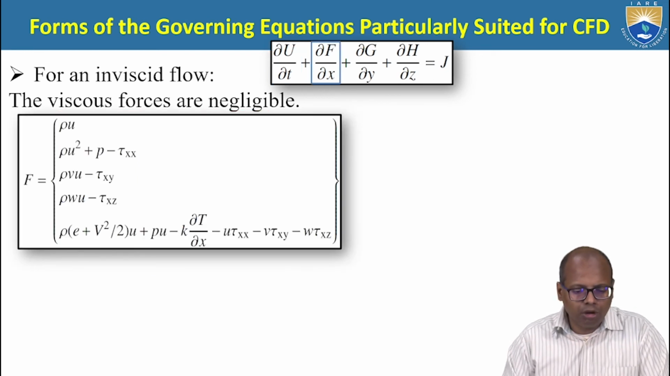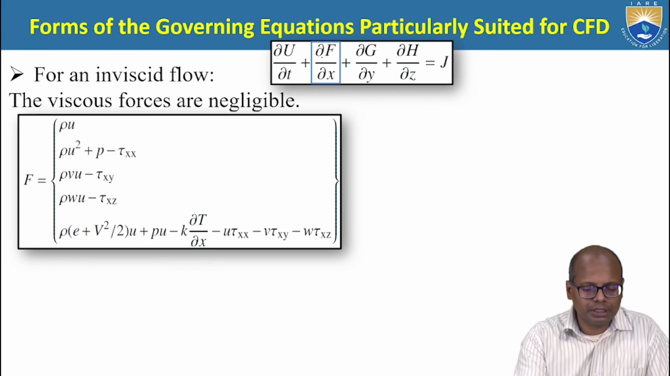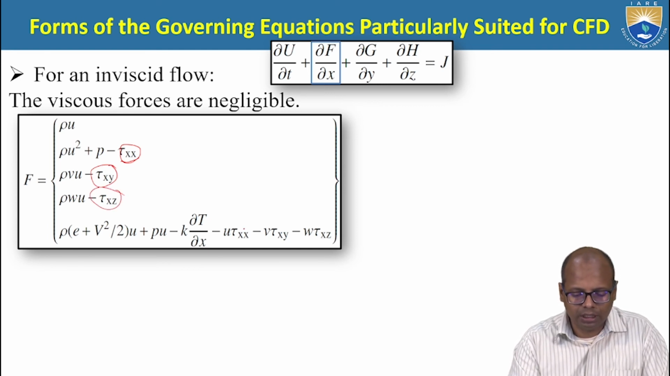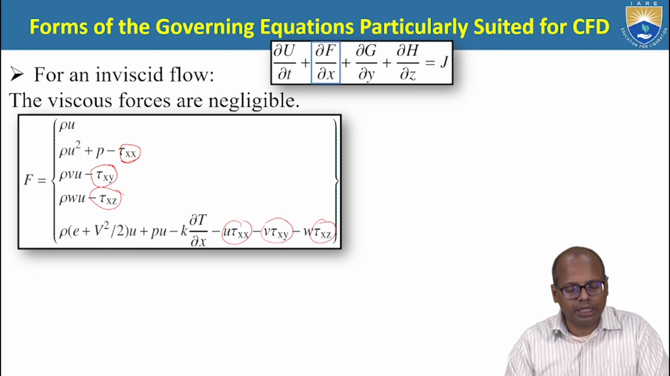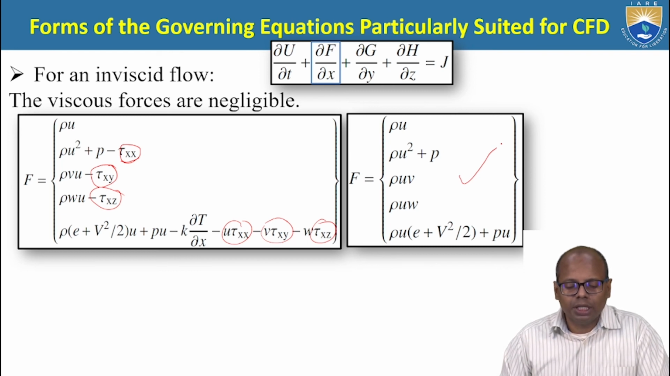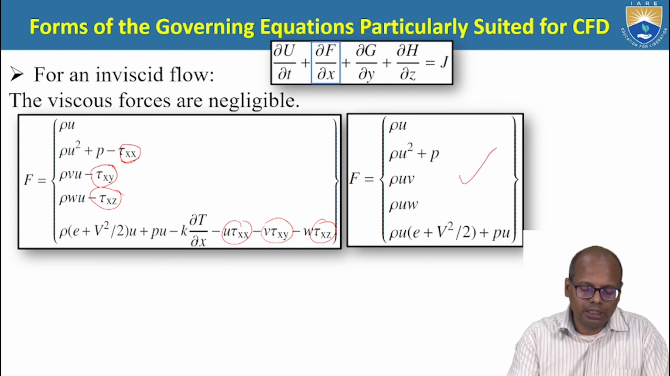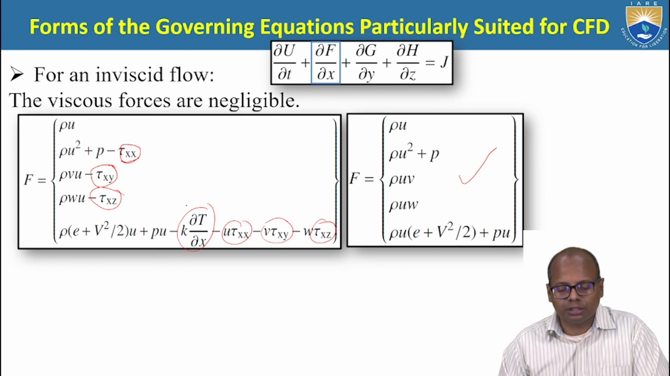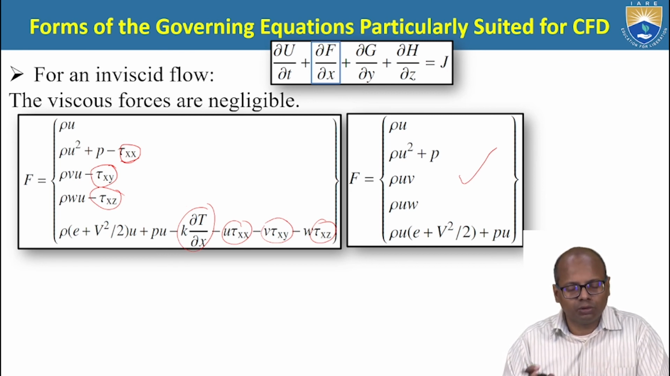Now if I take the F term, F has viscous terms, this one and this one, which are based on viscosity. So all these viscosity terms will vanish and I will get a simplified term like this. Okay, so this is the inviscid flow equation, wherein the conduction is also negligible. If the flow is inviscid, then the conduction is also negligible in fluids.